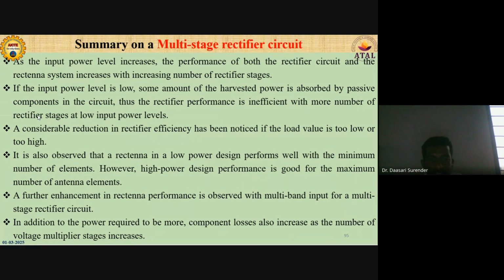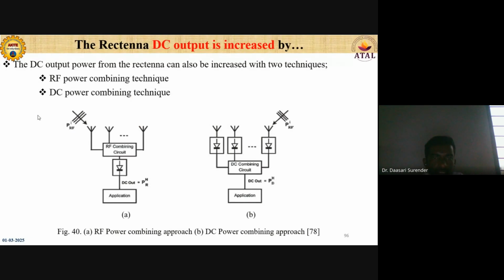A further enhancement in rectenna performance is observed with multi-band input for a multi-stage rectifier circuit. It is also observed that in addition to the power required being more, component losses also increase as the number of voltage multiplier stages increases. So this is one of the approaches to improve the rectenna output.